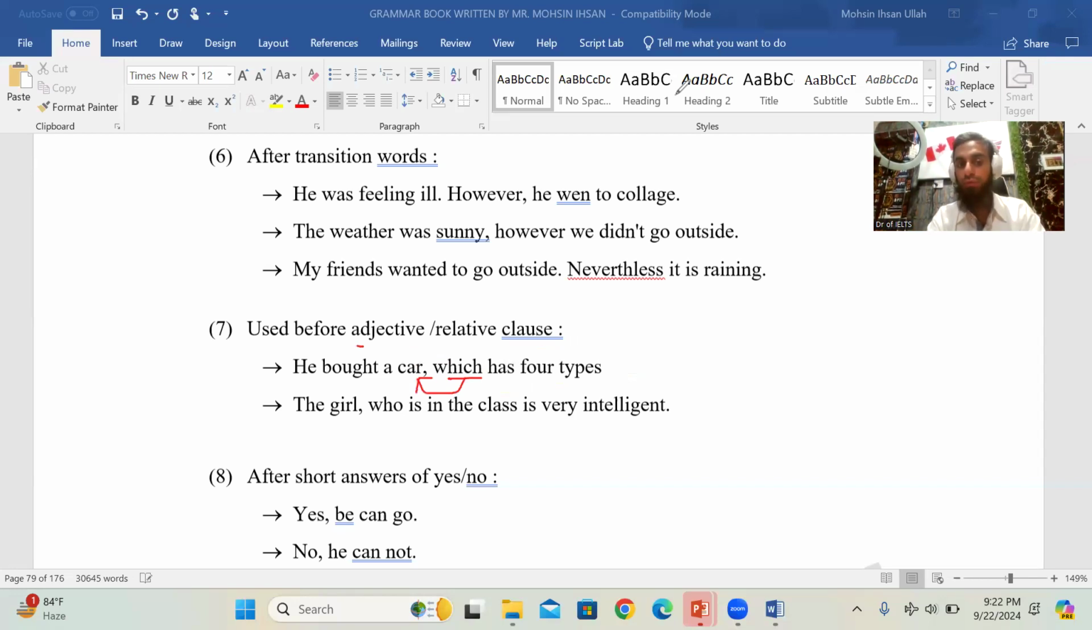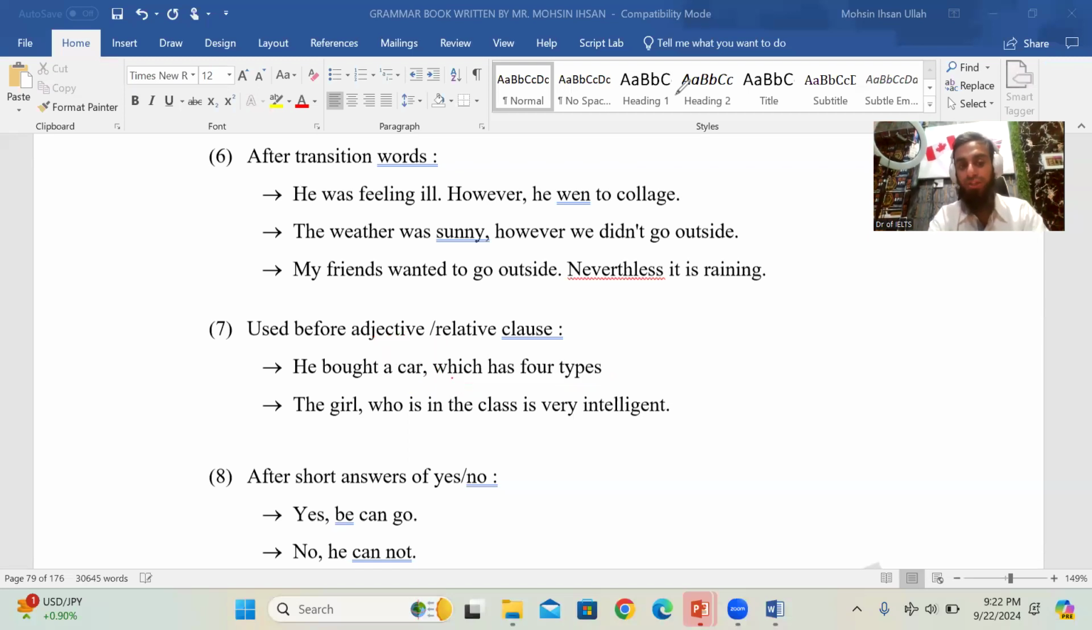That's why adjective, like if somebody knows the definition of adjective, adjective means to tell something about a noun, to praise a noun or to show something about a noun. Now this, which is actually talking about the car, that's why we call this whole sentence an adjective clause, right? Because this sentence is talking about the previous noun, car.